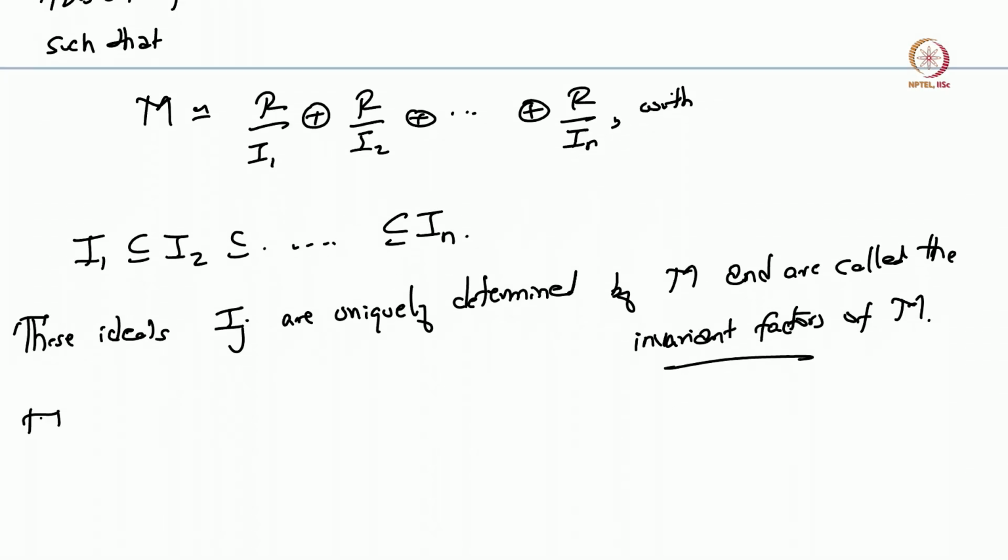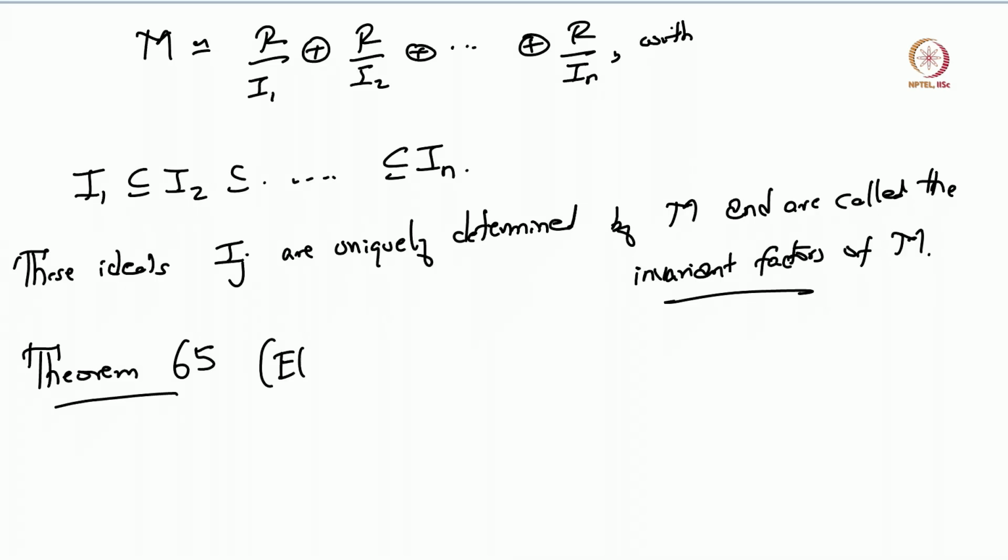and these are called the invariant factors of M. Okay, and just as for the structure theorem for torsion finitely generated modules over PIDs, we also have an elementary divisor form.